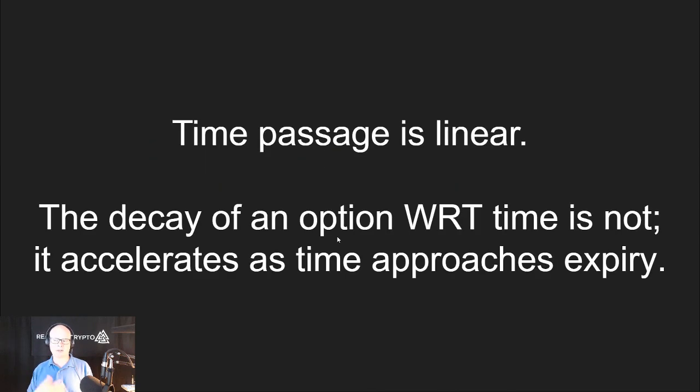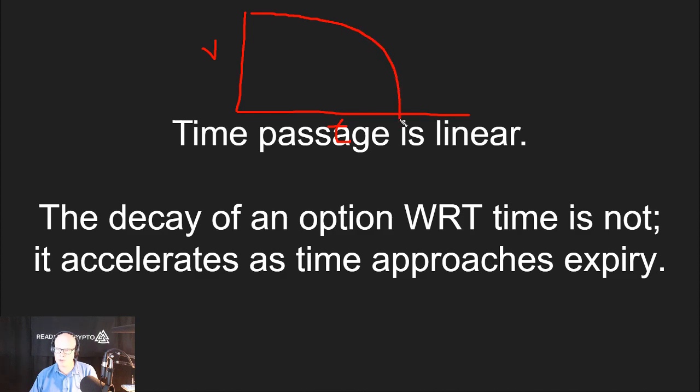Time passage is linear. However, the option value with respect to time is not linear. It accelerates as the time approaches expiration. So you'll get used to seeing this chart. Time passage is linear. So if this is time, and this is the value of that option, it's going to start off with very slight decay. And then as it gets closer and closer to expiration, boom, it's just going to drop like a stone. So this is expiry right there, that date.